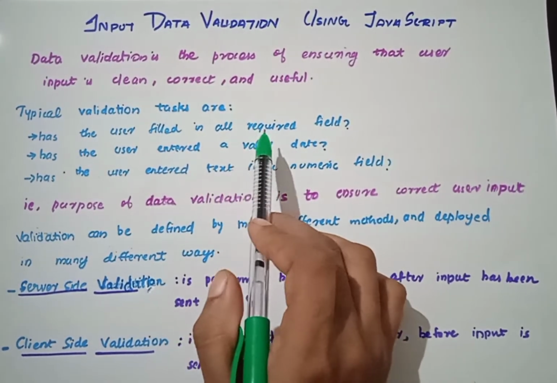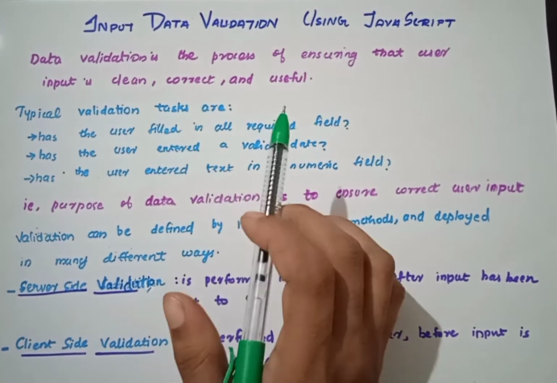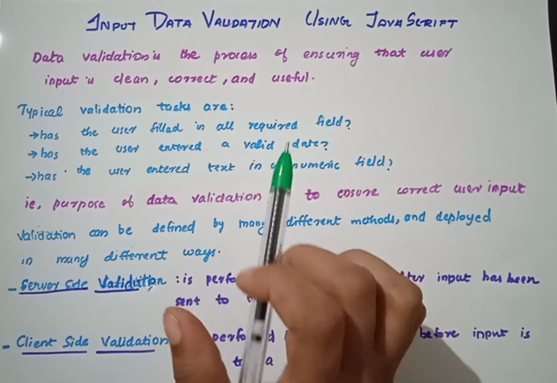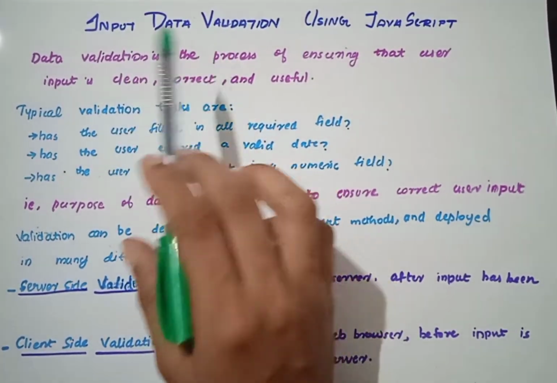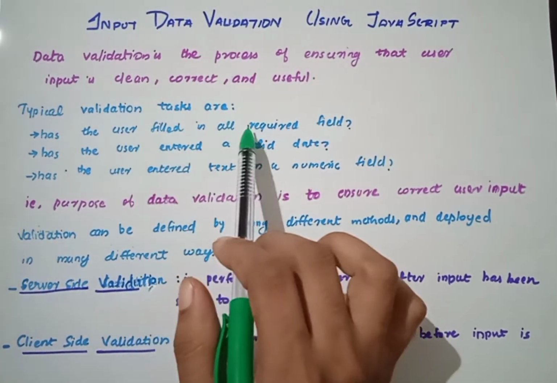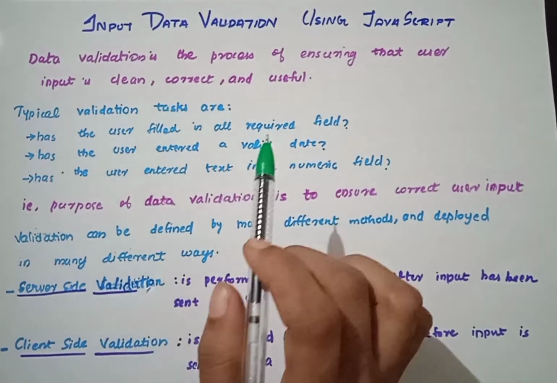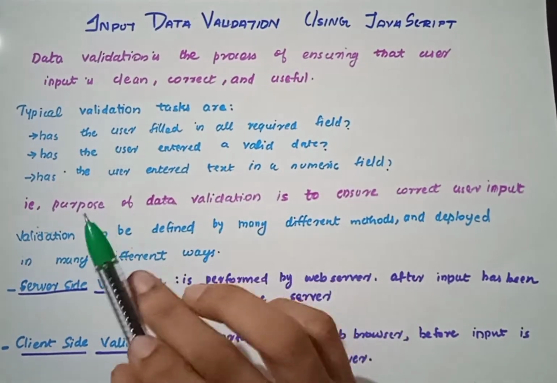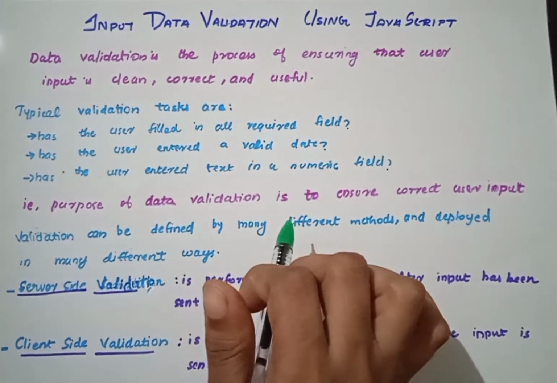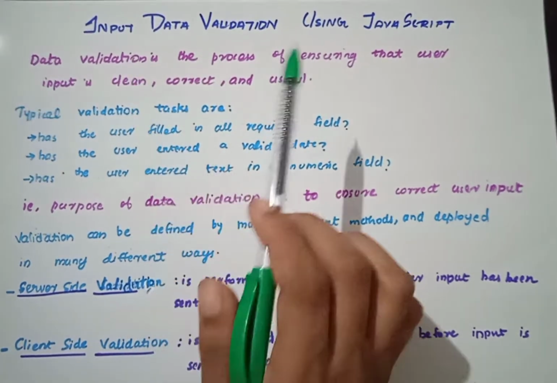So like that, the form will have some required fields to be filled in every case, and this input validation checks whether these are filled. If not filled, it will print a message or an alert to fill them. Then only you can submit the form. So that is one application of input data validation.